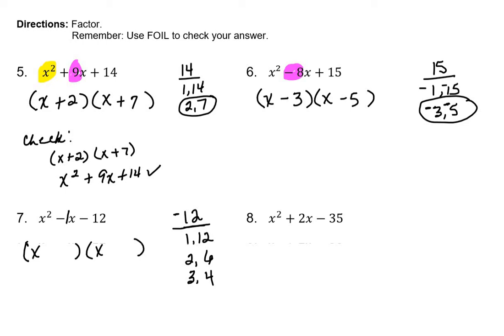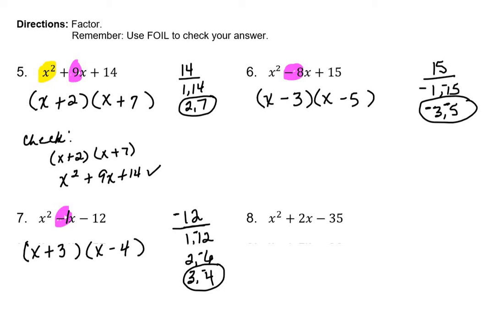So I want 2 numbers to multiply to give me negative 12. That means one of the numbers has to be positive and one of the numbers has to be negative. And if I want these numbers to add to give me negative 1, then that means my bigger number over here has to be the negative. So what 2 numbers multiply to give me negative 12 and add to give me negative 1? It's going to be 3 and negative 4. So x plus 3, x minus 4.